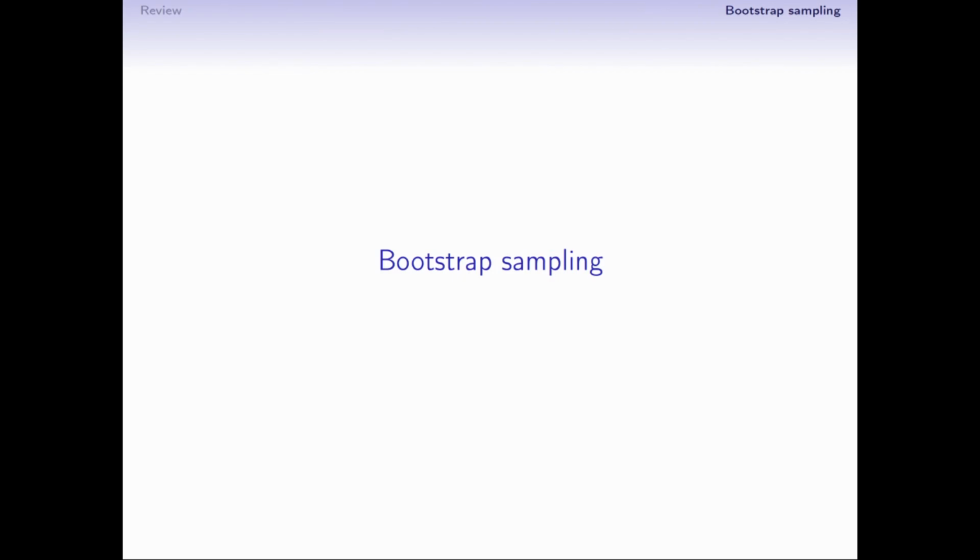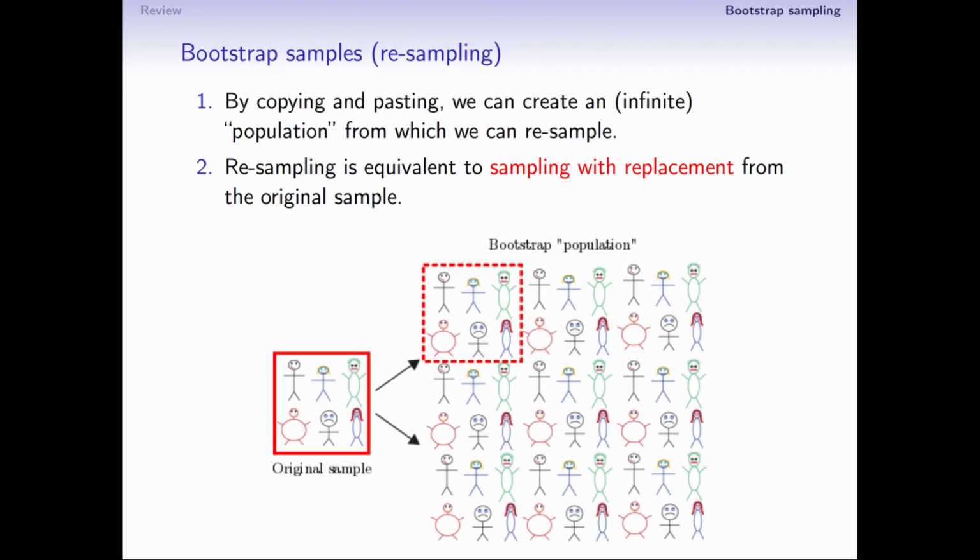So what is bootstrap sampling? In principle, it's a rather simple idea. We have our original sample. Let's say it consists of these 6 characters. Now, we make a copy of that original sample, and we paste it repeatedly, in effect forming a large, practically infinite population, which we will call the bootstrap population.